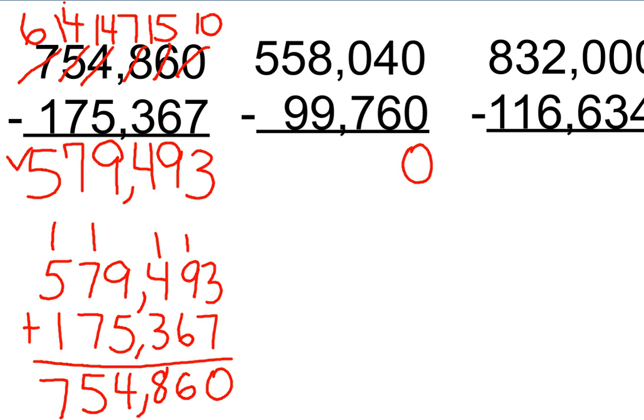So since there's a 0 in the hundreds place, I have to skip that place and go to the next one, which is the thousands place. So I'm going to take 1,000 away from the 8 and make it 7,000. Now what I'm going to do is give that 1,000 I took away, it is now 10 hundreds. Now I'm going to add 10 to the 0.